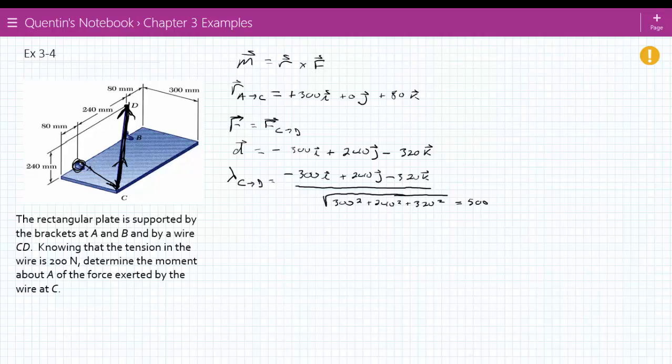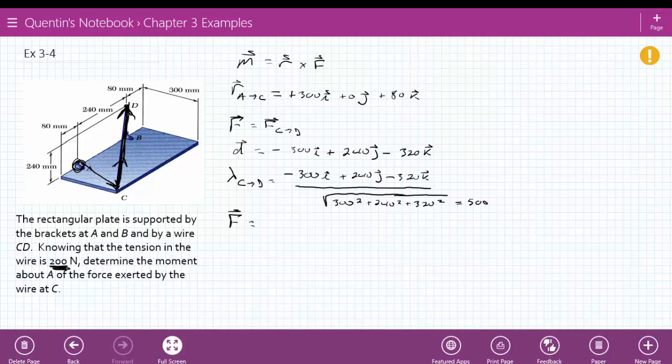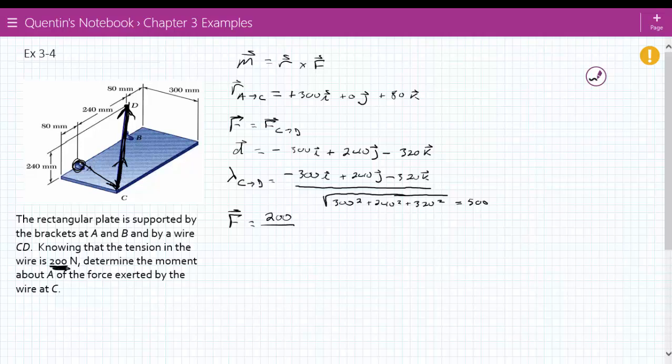So therefore, my force vector is given as, we're told it's 200 newtons right here, so it's equal to 200 over this magnitude, which is 500, times minus 300 i plus 240 j minus 320 k. I apologize for the arrows, they're acting a little funny on this, so I'll get rid of the two zeros.